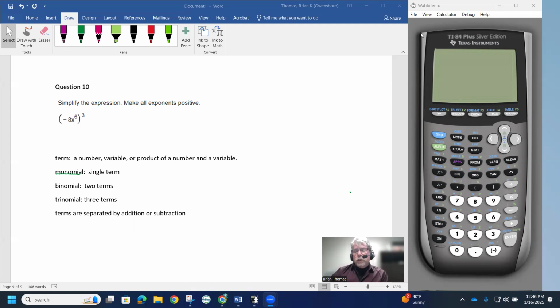So this is question 10 from working with polynomials. Again, we're still just working with a monomial, learning some basic rules. So up to this point, we've learned that as far as our rules go, a to the m times a to the n, we keep the same base and we add the exponents. That's called the product rule.